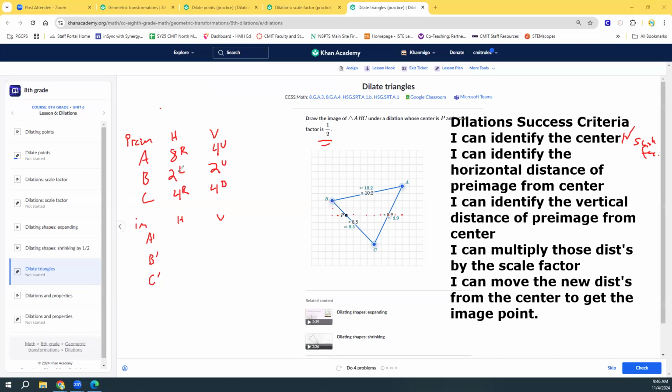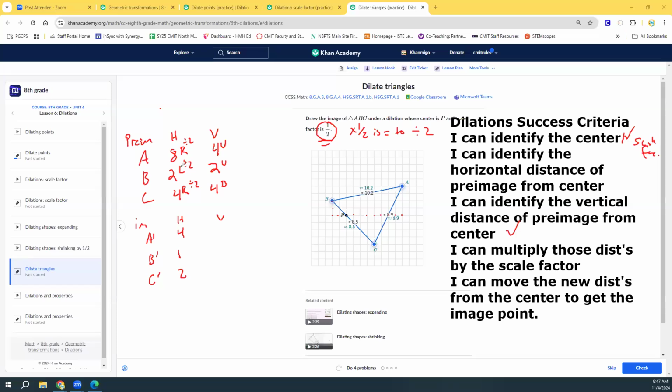Wasn't too bad. Now I'm going to multiply those numbers. I'm going to multiply those distances by the same scale factor. They all get multiplied by 1/2. So multiplying by 1/2 is equal to dividing everything by 2. So I'm just going to divide everything by 2. Okay, so 8 divided by 2 is 4. 2 divided by 2 is 1. 4 divided by 2 is 2.